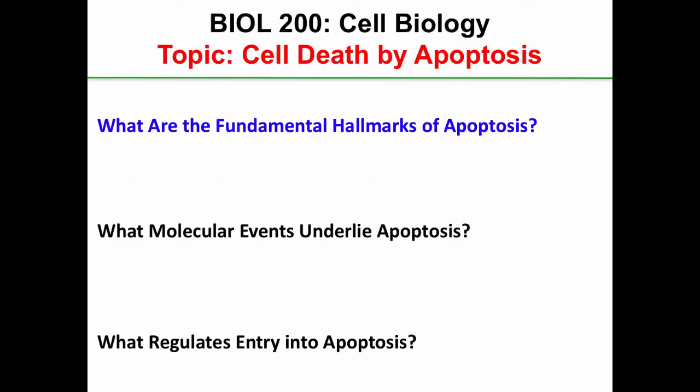Alright, hi everyone. This is the second video lecture for the topic cell death by apoptosis. What we're going to do here is talk about the fact that when cells undergo apoptosis, they exhibit a group of fundamental hallmarks that scientists commonly use to determine that cells are in fact dying by apoptosis.